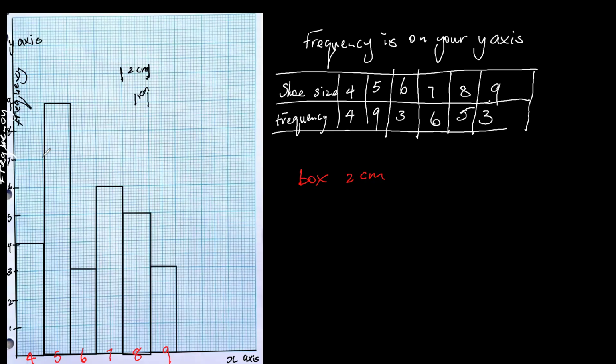And Jada, what's the least common? What are the least common shoe sizes? 9 and 4. No, 9 and 6. Sorry, 9 and 6, correct. Now, listen to this one carefully. What is the total frequency?